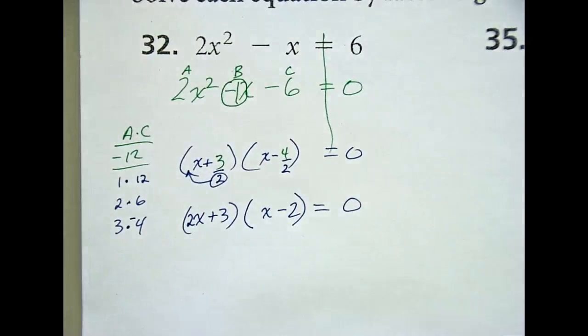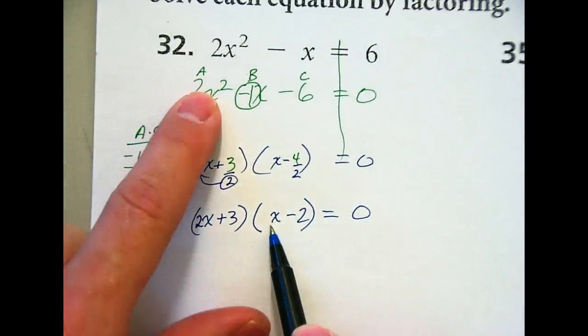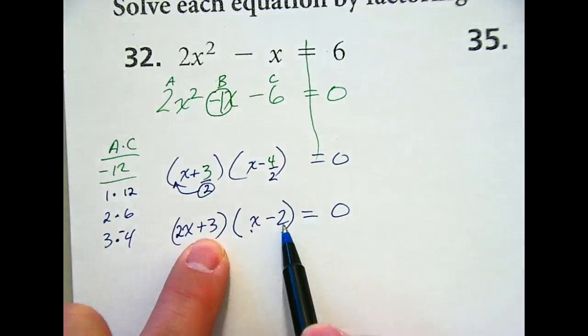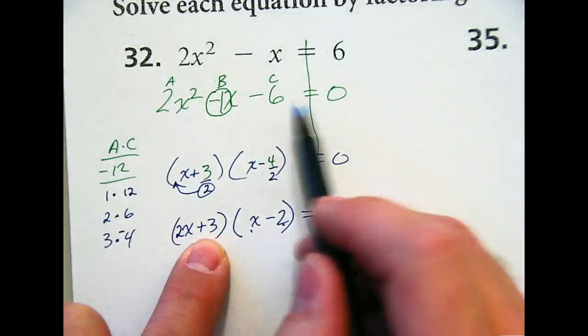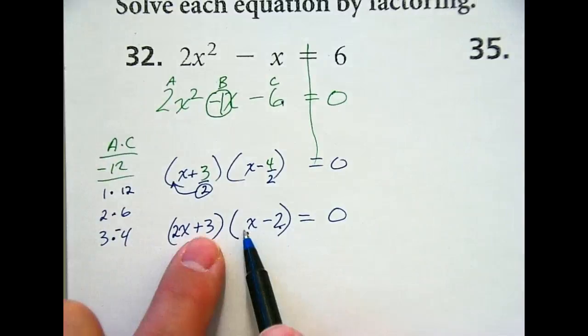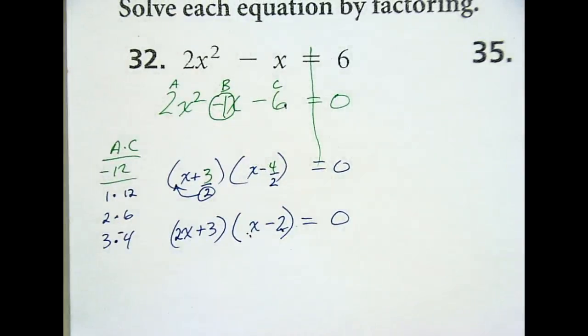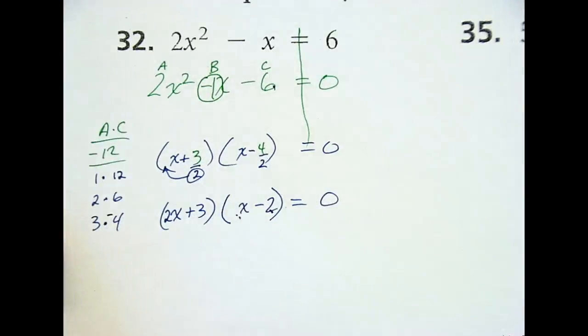You should be able to do a quick check. My quick check is I multiply the fronts. 2x squared, that's what I have. Multiply the backs. Negative 6, that's what I have. Okay, and then if you want, you could say, well, that's 3x and that's negative 4x, so that's negative x. Okay, I have now factored it. Have I solved it? No.